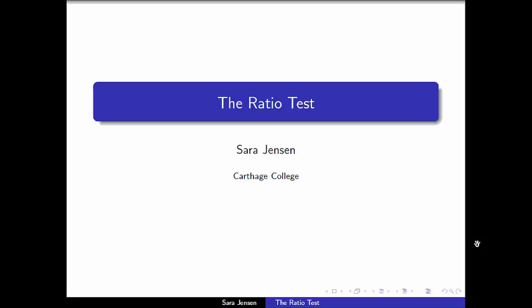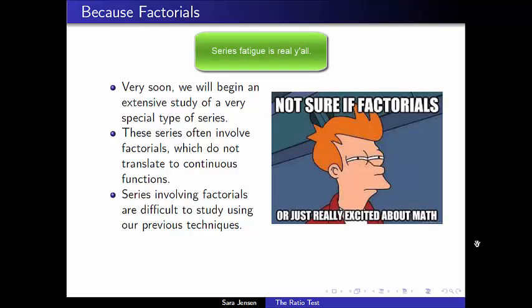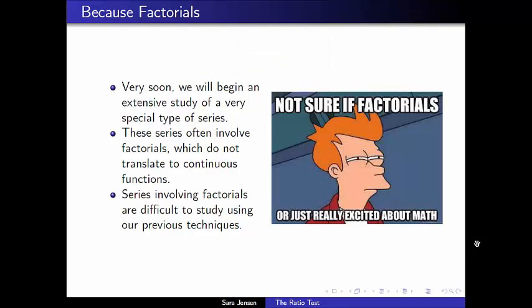In this collection of videos, we are going to work some examples with a very powerful and amazing test for infinite series, which is called the ratio test. Now, we have a lot of series tests so far, and so it might be getting to the point where you're starting to say, why do we need another test? And so in introducing the ratio test, I'd like to tell you some really cool things about it.